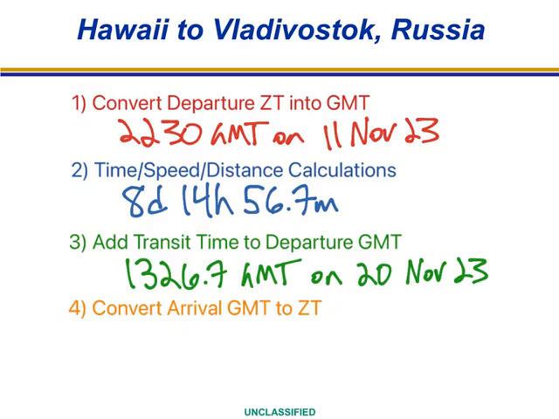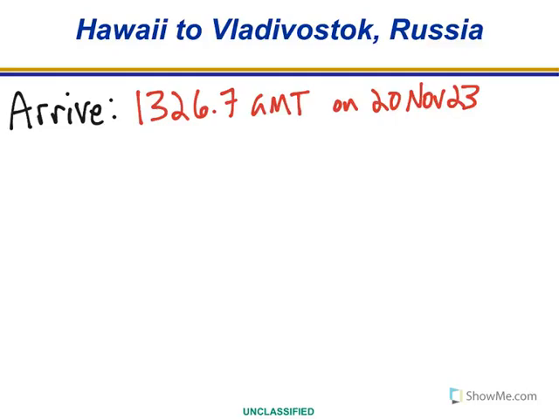This is our last video of our ETA problem from our op box off the coast of Hawaii, transiting to Vladivostok, Russia. In our last video, we determined that we will arrive in Vladivostok at 1326.7 GMT on 20 November 2023. For this video, we're going to be converting that arrival GMT to zone time. We'll do that by finding the zone description that Vladivostok keeps, its civil time. We'll apply that to the GMT of arrival, and that way we'll figure out the time that we arrive in zone time in Vladivostok. So here we go.